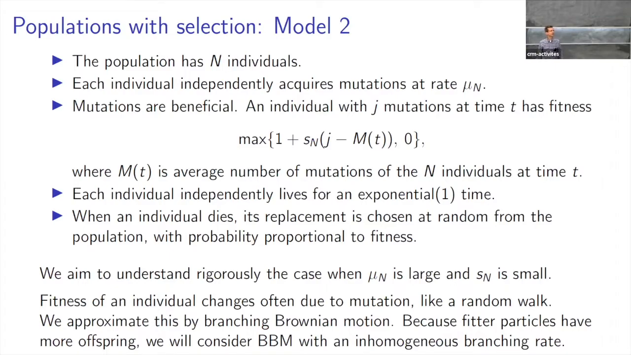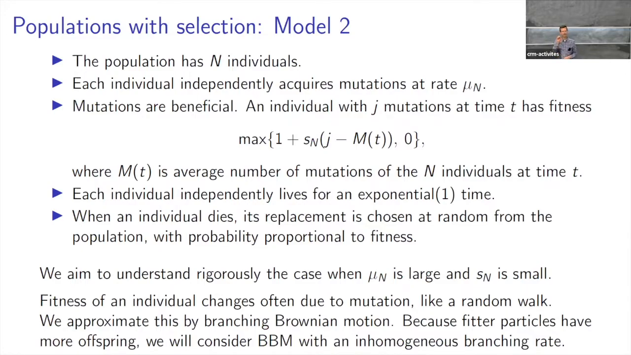population models that I had introduced towards the end of the first lecture. So in this population model, there are capital N individuals in the population at all times. Each individual independently acquires mutations at times of a rate mu sub n Poisson process. All mutations are beneficial, and an individual that has j mutations at time t has fitness 1 plus Sn times j minus m of t, where m of t is the average number of mutations of the N individuals in the population at time t.